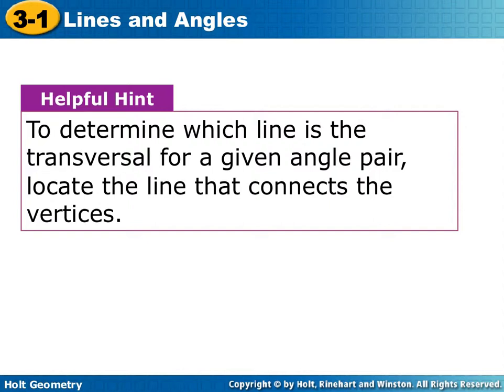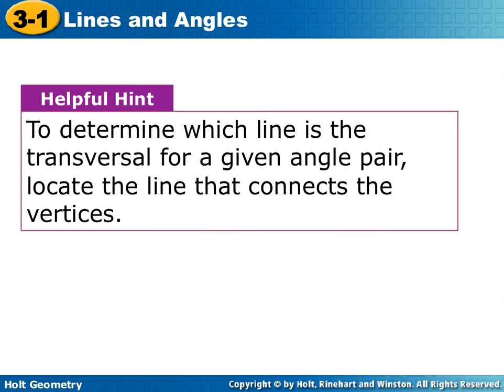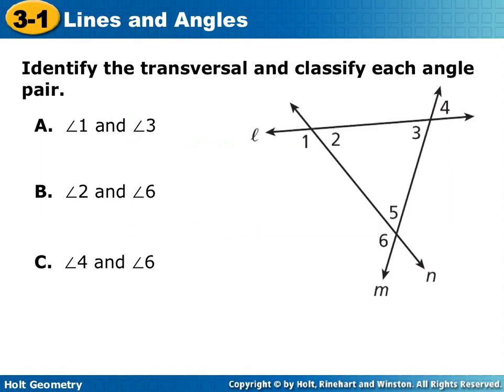There are some questions that will have more parts to it, and so there's going to be more than one possible transversal. So these are a little bit harder pictures. What we need to do is, it's going to ask us to identify which is the transversal. So this hint that was up here said, locate the line that connects the vertices of the angles that you're looking at, and that will tell you which is the transversal. So pick out angle 1 in the picture and angle 3. What line connects their vertices?